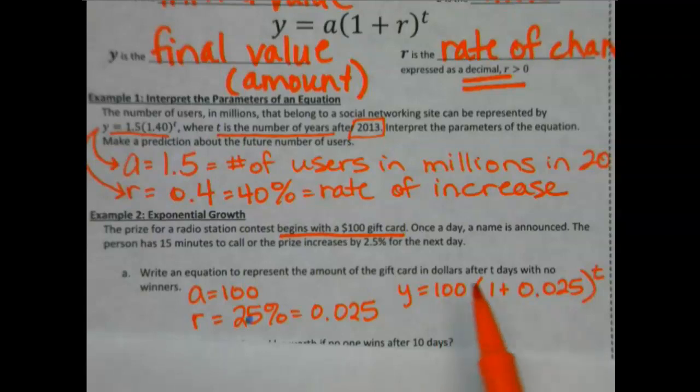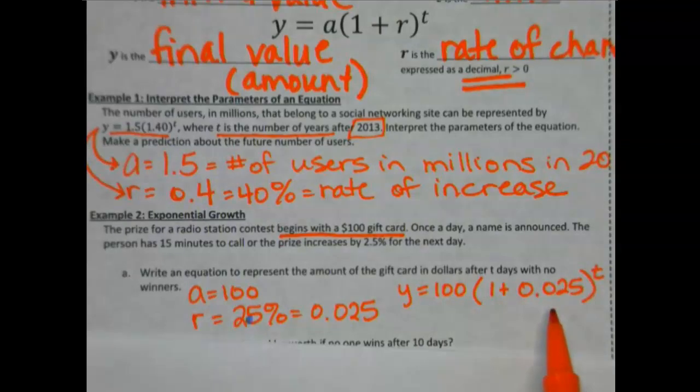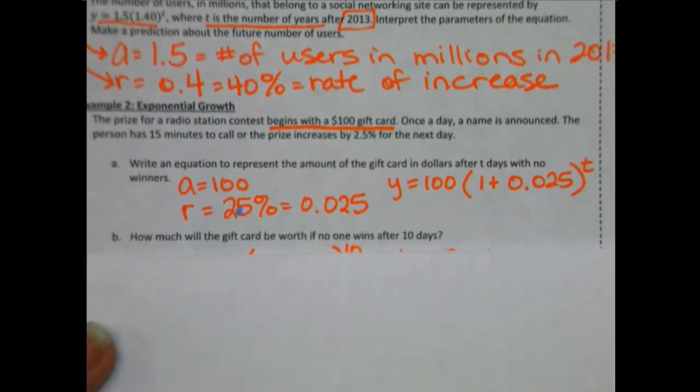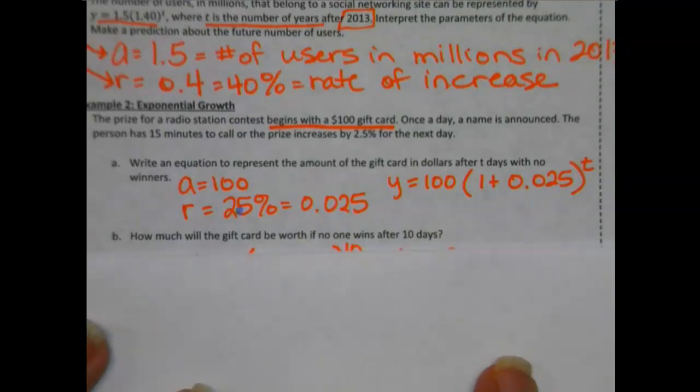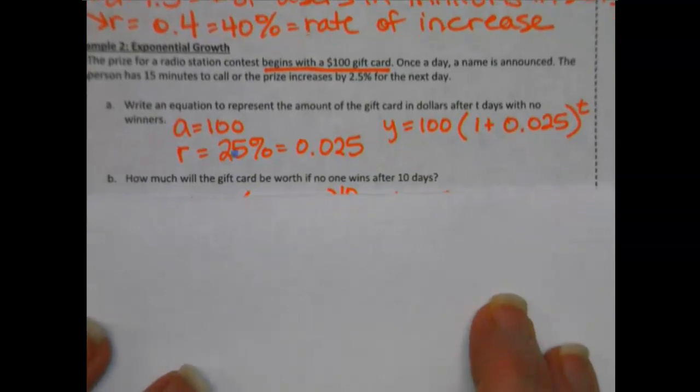Let's see if I can get them both on the same screen. So this is 100. Got it. 1 plus my rate, 1 plus 0.025. And then that's to the power of T, which is the time in days, because it tells you once a day that's what's going to happen. So then they ask, how much will it be worth if no one wins after 10 days? Feel free to go ahead and solve this one on your own if you'd like to. It may be difficult to do exponents on your phone, but if you're in the classroom, you can try there. And if you want to try it on your own, pause the video now, because I'm going to keep going.